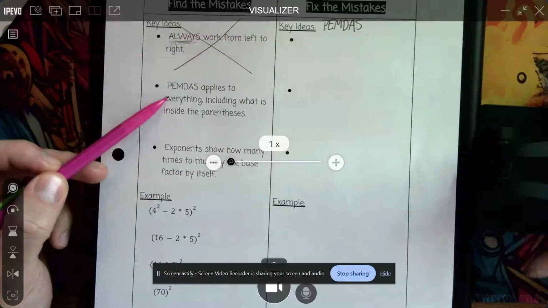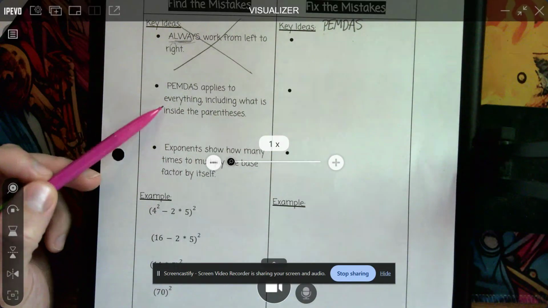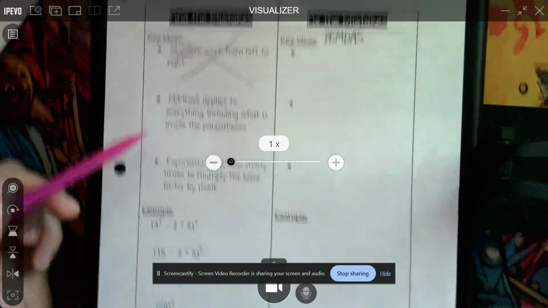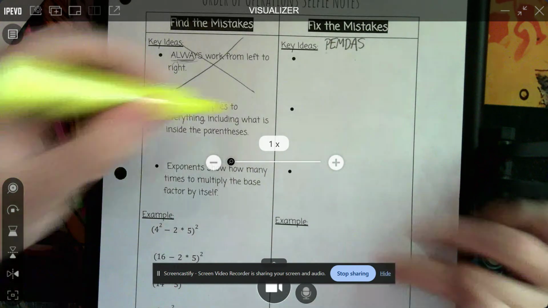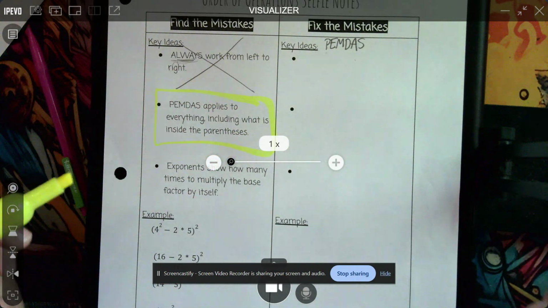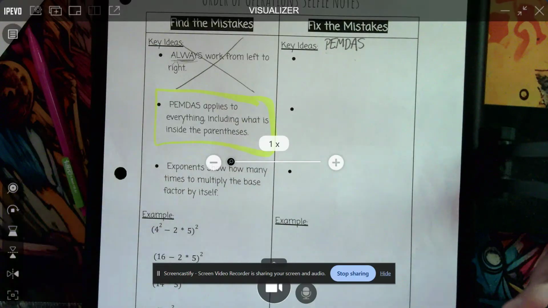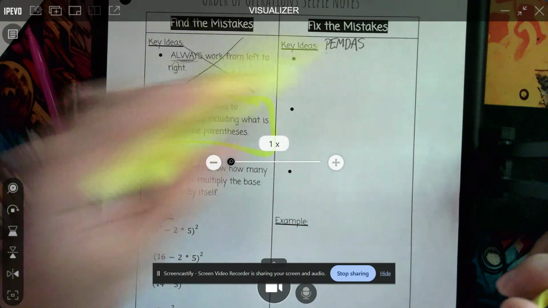What about this one? PEMDAS applies to everything, including what is inside the parentheses. Yes, that is true. If you do not have a highlighter, that's okay. I'm just going to highlight for this, a little easier to see. So this is true. We always follow PEMDAS.